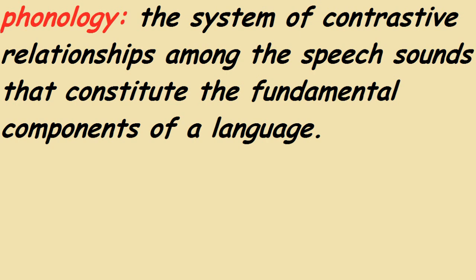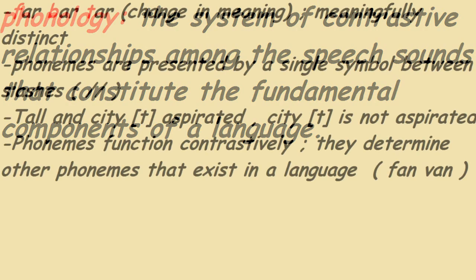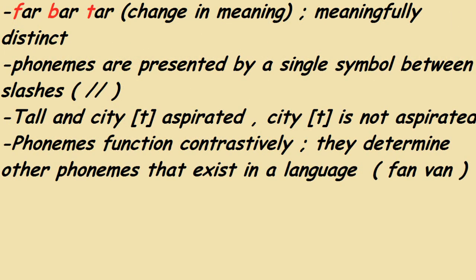Alright, for example, we shall exemplify in order to make things easier. We have the word far, we have the word bar, we have the word tar. You can notice that these words are similar, but there is a difference in one phoneme, one sound. It is in the beginning, right? The first word is far, we omit the f, we put a b. It becomes bar. We omit the b, we put the t. It becomes tar.